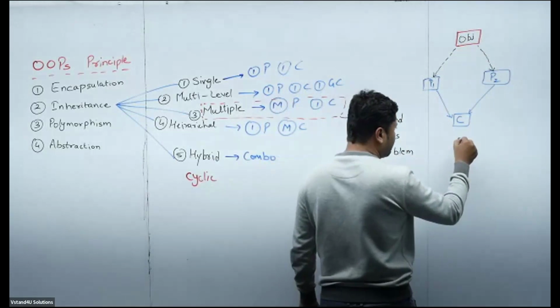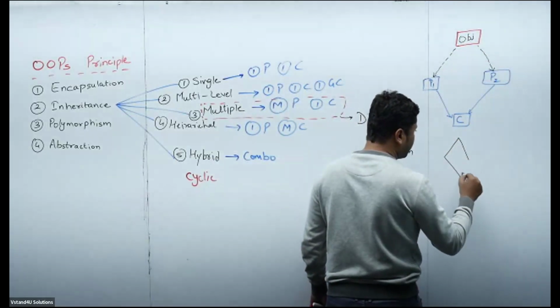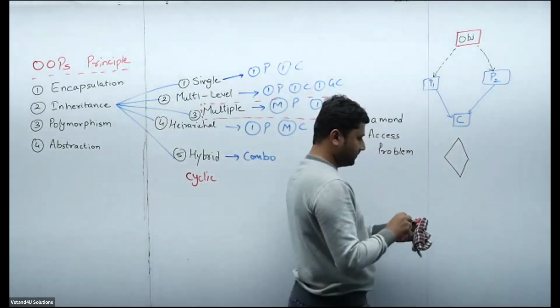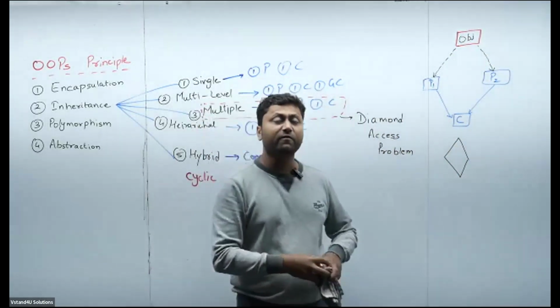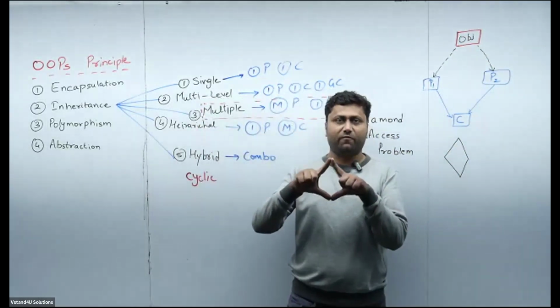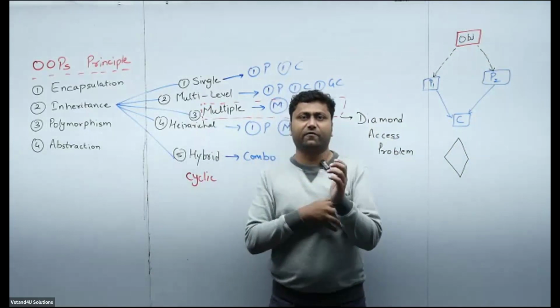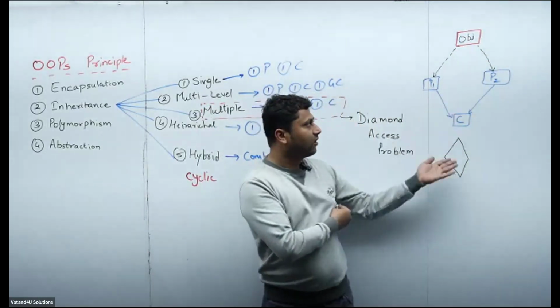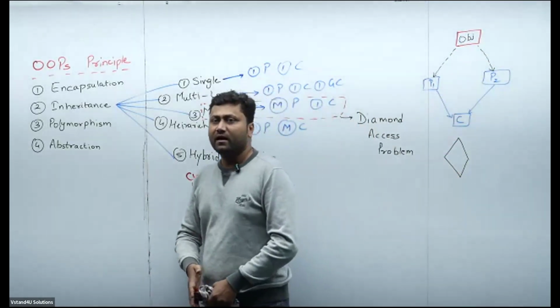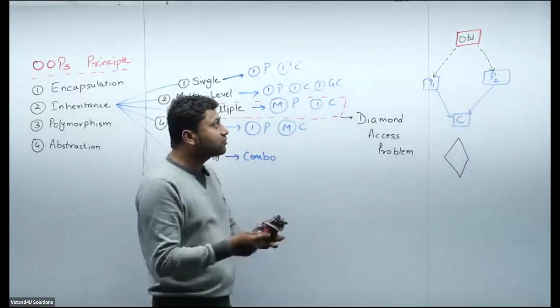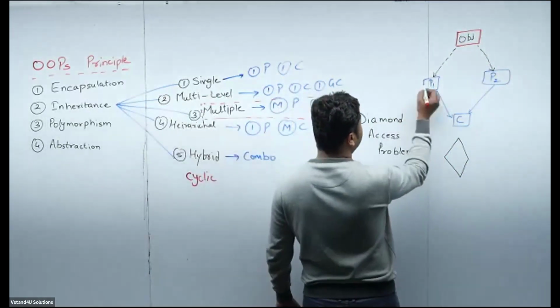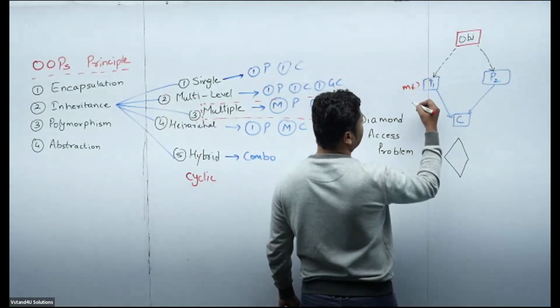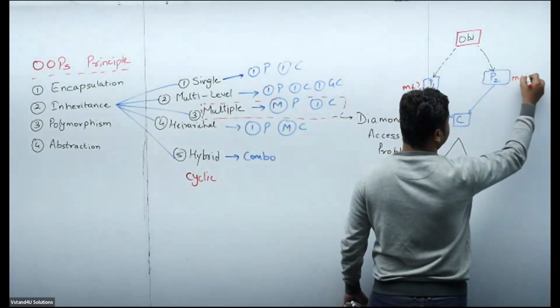So this way, a prism sort of structure is coming, which is one of the faces of the diamond. This is nothing but called the diamond access problem. In this problem, what is the actual problem? Suppose there is a method I have written, M1. Here also I have written M1.